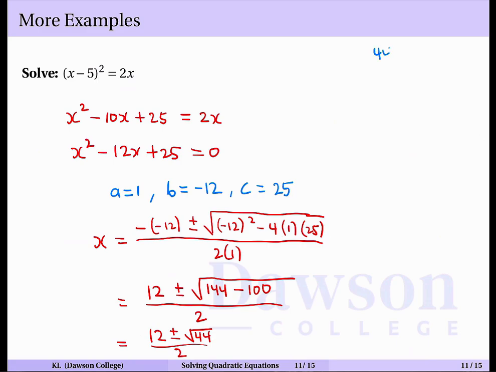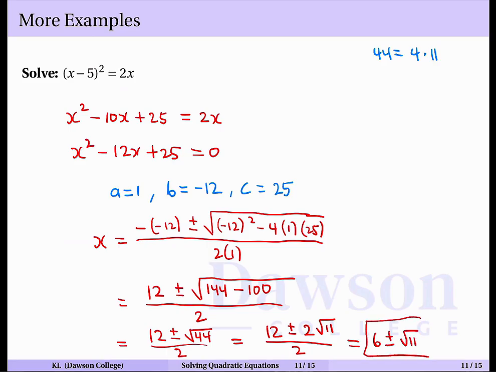And note 44 is equal to 4 times 11. So we can write this one as 12 plus or minus 2 square root of 11. Square root of 4 is 2. 11 stays inside. And then you got over 2. Simplifying, we will have 6 plus or minus square root of 11. So these are the solutions to this equation, x minus 5 squared equals 2x.